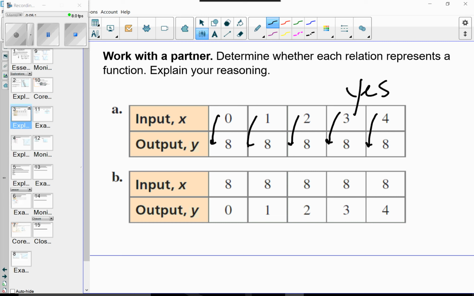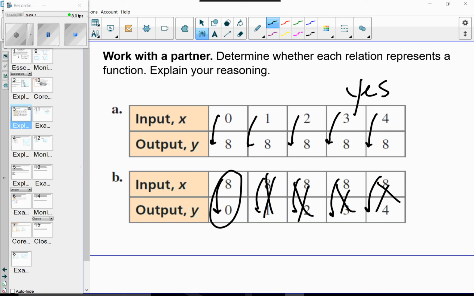For this one, though, there's a problem, because 8 goes to 0, but now 8 goes to 1, and 8 goes to 2, and 8 goes to 3, and 8 goes to 4. Well, 8 can only go to one y value. So if 8 goes to 0, 8 can't go to anything else. Well, it can, but if it does, it's not a function.